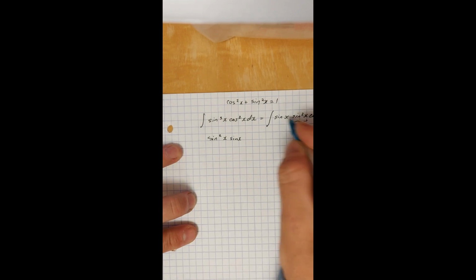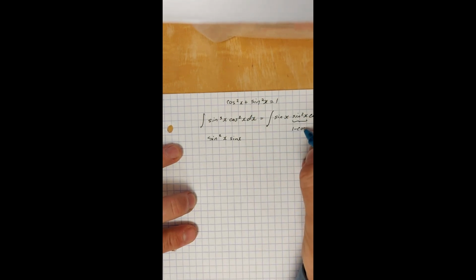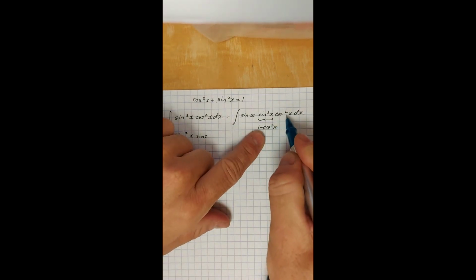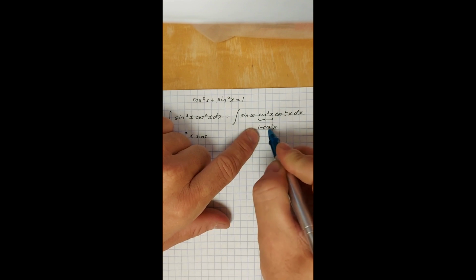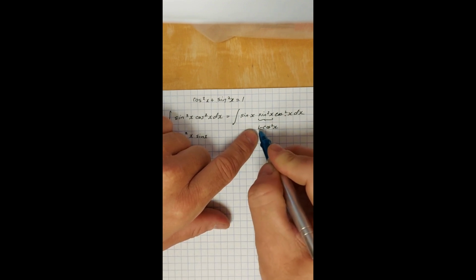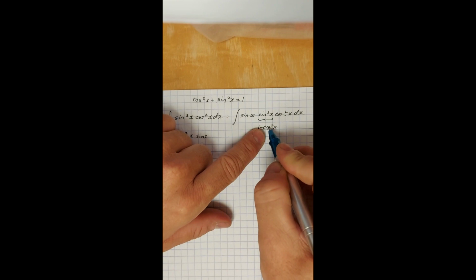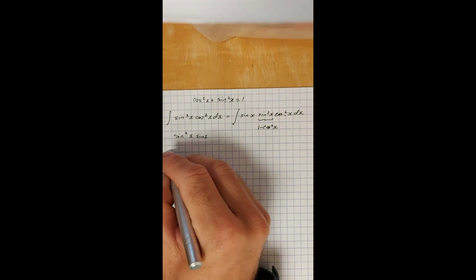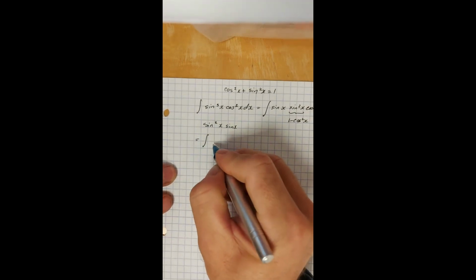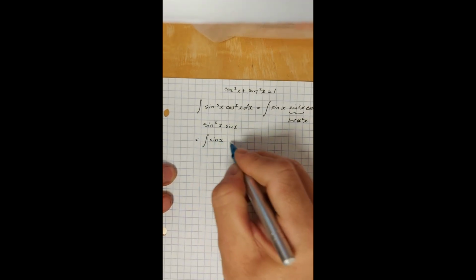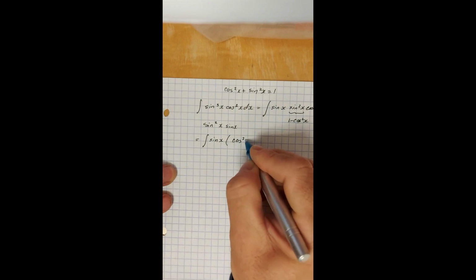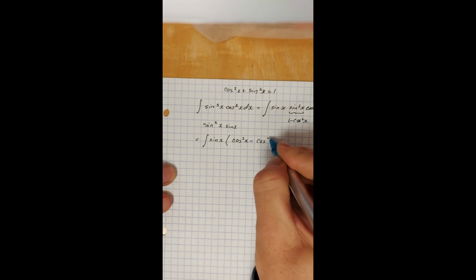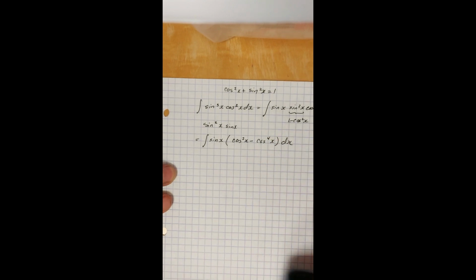Okay, this right here, I'm going to replace with 1 minus cosine squared x. And then I'm multiplying the cosine squared x into each of these terms. So I'll have cosine squared x, I'll have one of those, minus cosine squared times cosine squared, which is going to give me cosine to the fourth power. So I can rewrite this entire integral as the integral of sine of x times cosine squared x, coming from cosine squared x times 1, minus cosine to the fourth x dx.